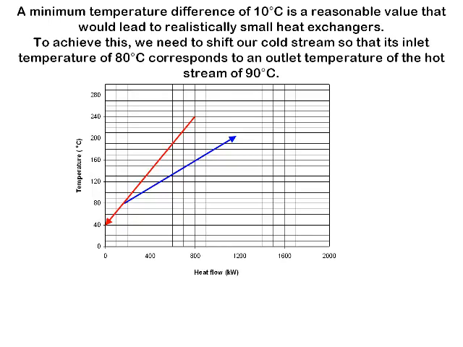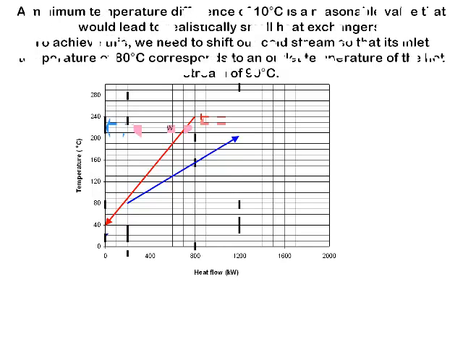To achieve this, we need to shift our cold stream. How far do we need to shift it? We need to shift it so that its inlet temperature of 80 degrees corresponds to an outlet temperature of the hot stream of 90 degrees. So here it goes. Are you watching? There. Oh, that's not very far at all. Let's do that again in case you missed it. There we are. We've shifted our cold stream so that its inlet temperature of 80 degrees is now corresponding with our hot stream outlet temperature of 90 degrees C.